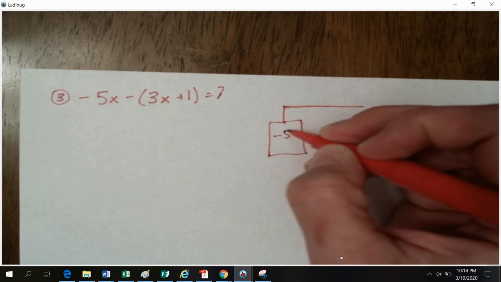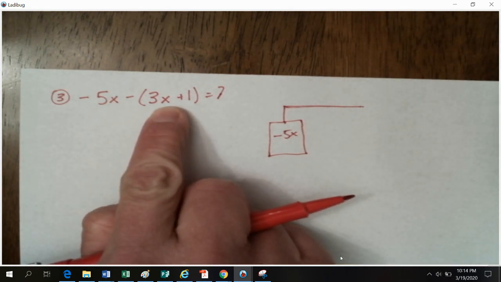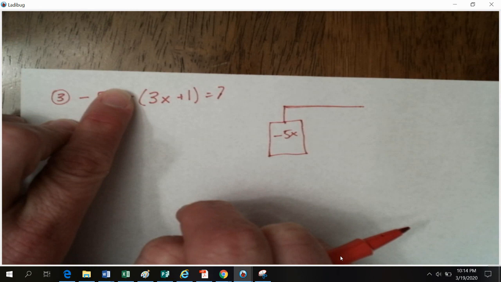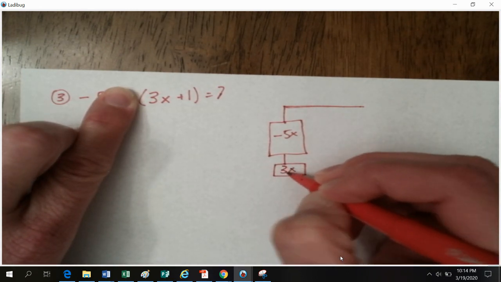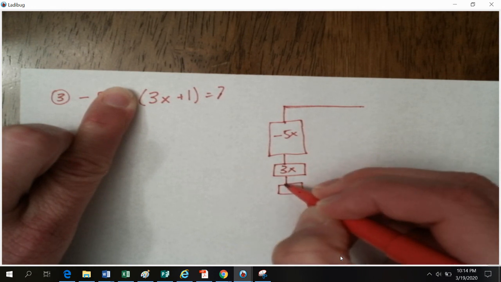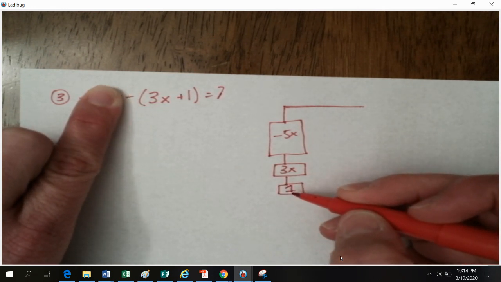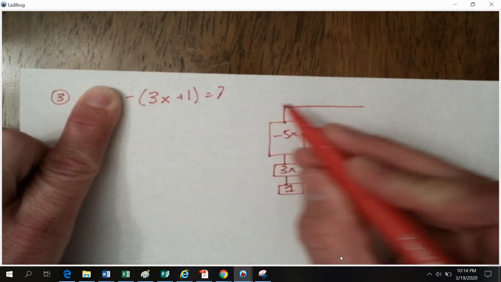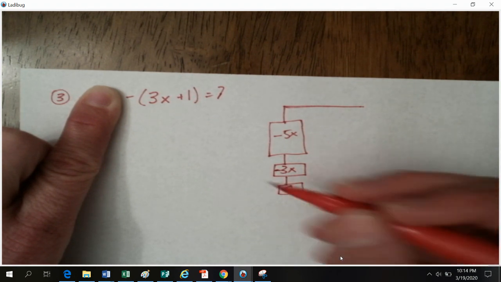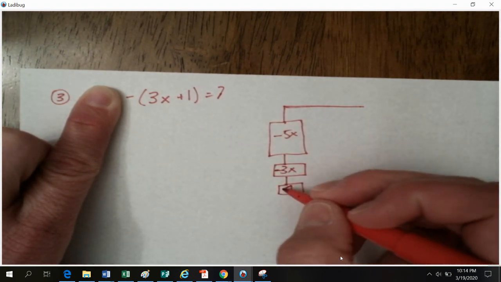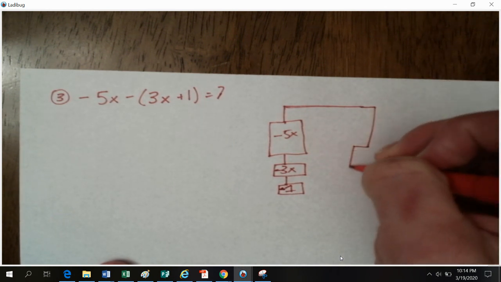We have negative 5x. Then I have the opposite of one group of 3x plus 1. Let me just show you what one group of 3x plus 1 would look like. But I don't have one group of 3x plus 1. I have the opposite of one group of 3x plus 1. So that would be the opposite of 3x, which would be negative 3x, and the opposite of 1, which would be negative 1, equals 7.